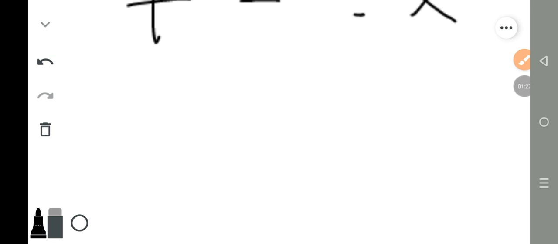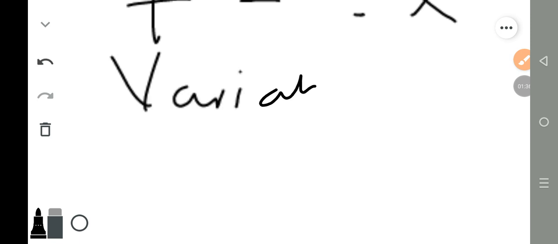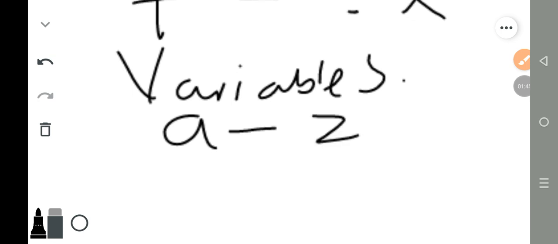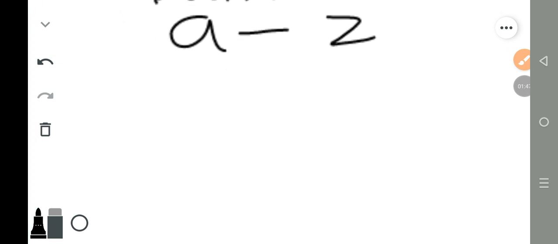Remember, I said letters are used to represent the unknown. All those letters are called the variables. So you can use any letter from A to Z to represent the unknown in your equation.